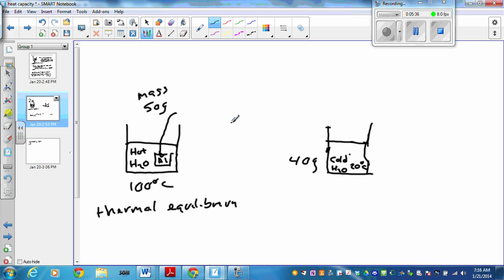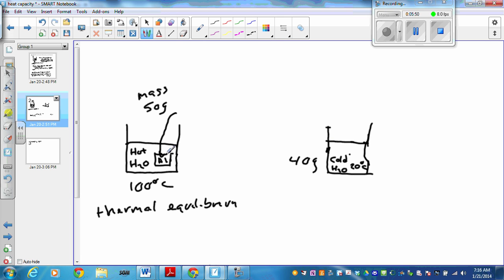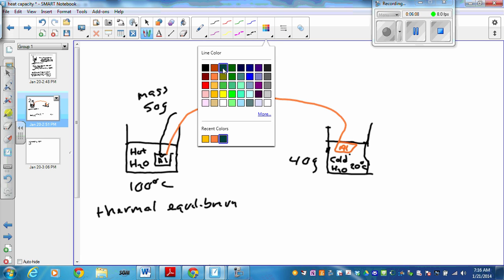Now what we're going to do in this experiment is transfer the heat from the hot block to the cold water, and by doing that study the actual material itself. So we're going to pick up this block, carry it over here. I'm going to place the aluminum block, now the hot block, in the cold water. Well, what's going to happen? The heat is going to flow from the hot block to cold water until they reach thermal equilibrium.